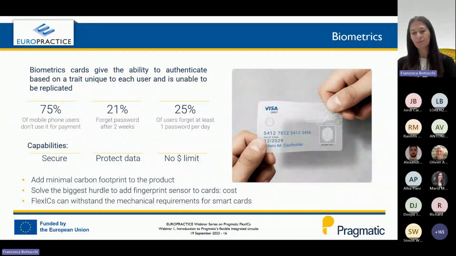One solution is, for example, to use a fingerprint sensor, which is extremely secure. It protects data and doesn't have any transaction limit. You can enable the transaction with your finger.